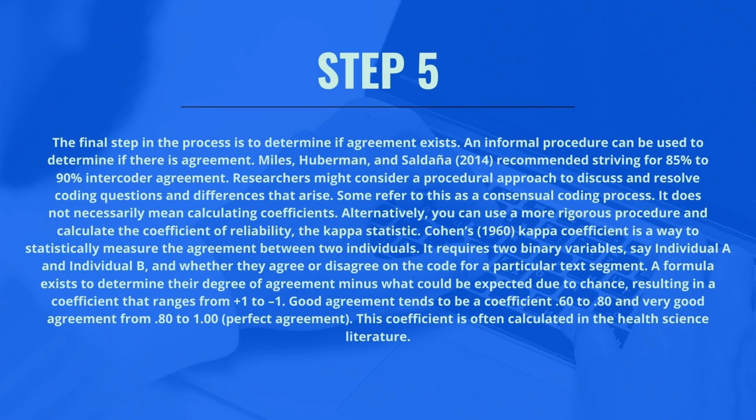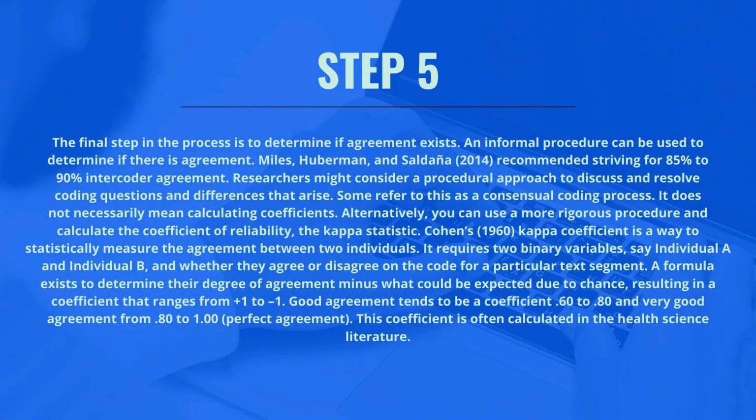Miles, Huberman, and Saldana recommended striving for 85% to 90% intercoder agreement. Researchers might consider a procedural approach to discuss and resolve coding questions and differences that arise. Some refer to this as a consensual coding process. It doesn't necessarily mean calculating coefficients.